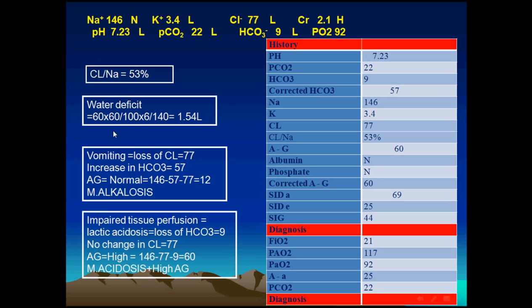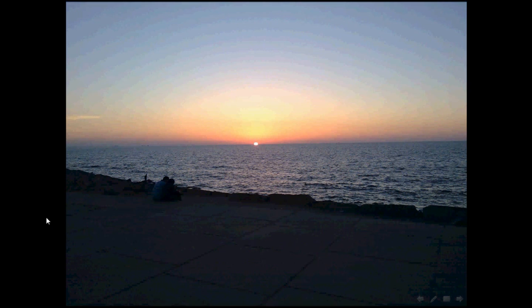And when you calculate the water deficit, it is 60% of the body weight multiplied by the current sodium minus 140 over 140. This gives you the water deficit. So this is the problem with this patient. He was vomiting and developed normal anion gap metabolic alkalosis, and after that hypoperfusion gave us high anion gap metabolic acidosis.